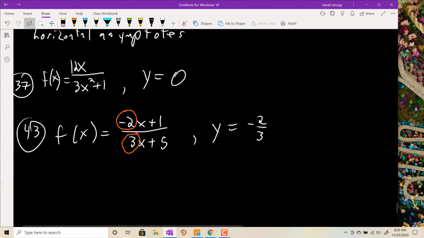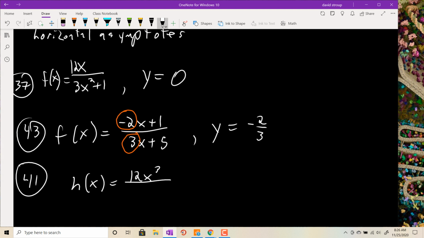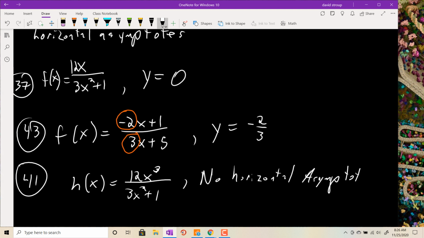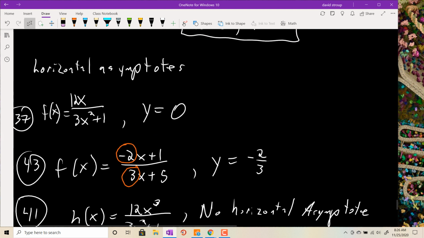And then the other case is when the numerator's degree is greater than the denominator's degree. And in that case, you're not going to have a horizontal asymptote. Okay, so 41 is that type. So h of x equals 12x cubed all over 3x squared plus 1. In fact, in these cases, you have a slant asymptote, but we're not going to worry about that. No horizontal asymptote. This idea does become important later on in math, so I want to make sure that we include that in our topics for the final.